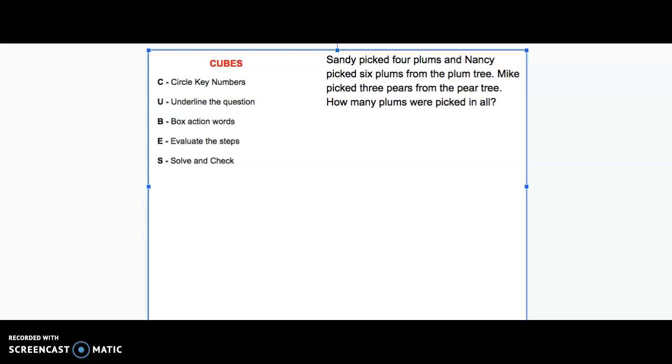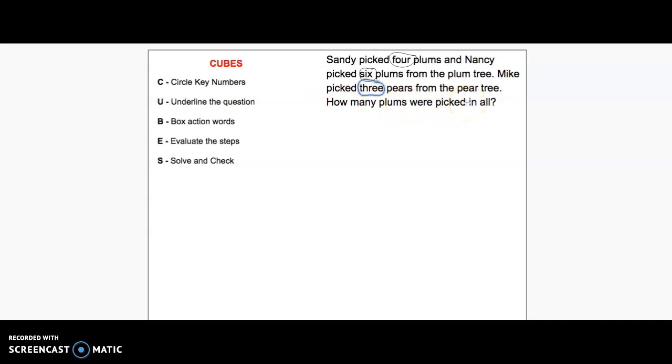So the first thing we want to do is circle the key words, key numbers. Sandy picked 4 plums and Nancy picked 6 plums from the plum tree. Mike picked 3 pears from the pear tree. How many plums were picked in all?